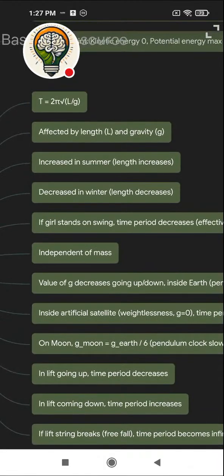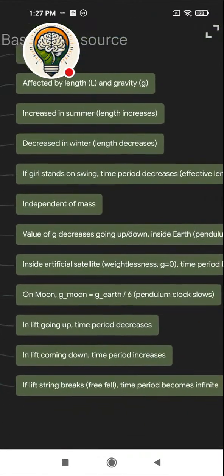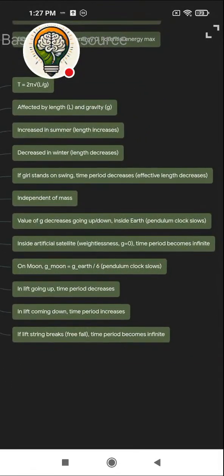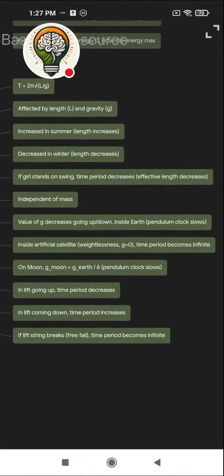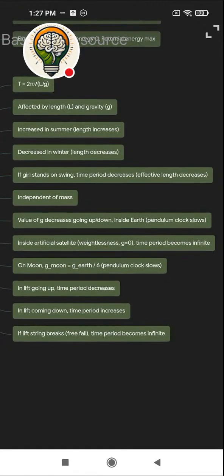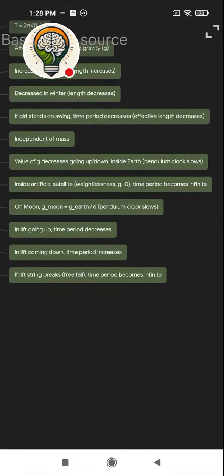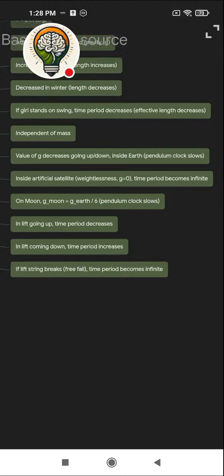in winter the length decreases. So if a girl stands on a swing, the effective length decreases and the time period decreases. It is independent of mass, and the value of g decreases going up and down and inside the Earth, affecting the pendulum clock. Inside an artificial satellite there is weightlessness, g equals 0, and the time period becomes infinite. On the Moon, g equals g of Earth by 6, for the pendulum clock.